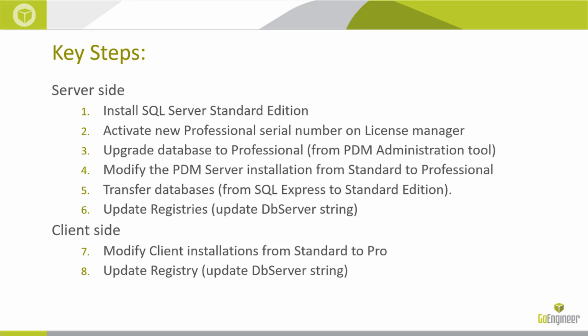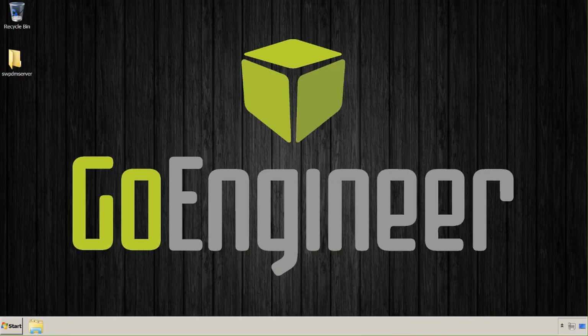The next step is to modify the PDM server installation from standard to professional. Now, basically all we're doing is going into Programs and Features. We're going to do a modify on the current installation, and we're just going to select the other radio button that says PDM Professional. These are going to be the same installation dialogues that you would see installing PDM Pro in the first place. So if you have any questions, please refer back to that PDM installation guide PDF that I referred to on the first slide. Let's jump back to our server.